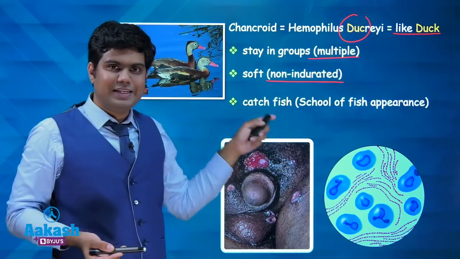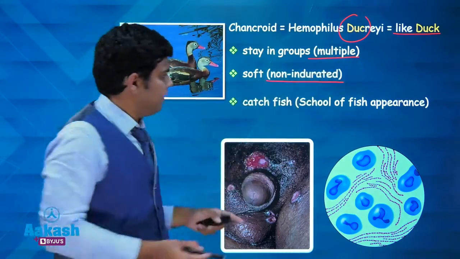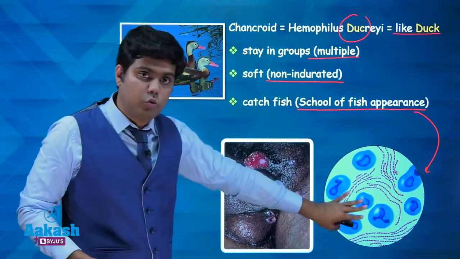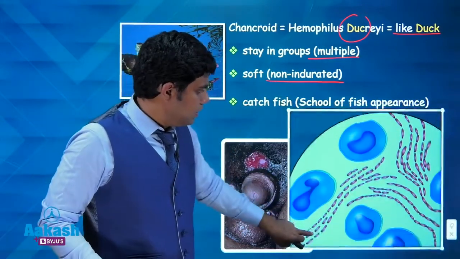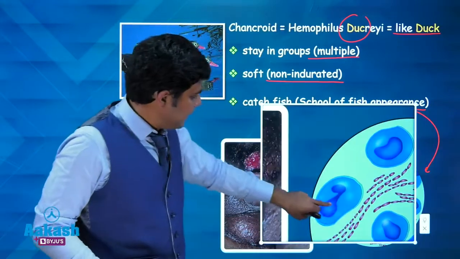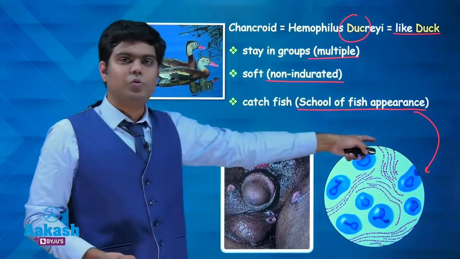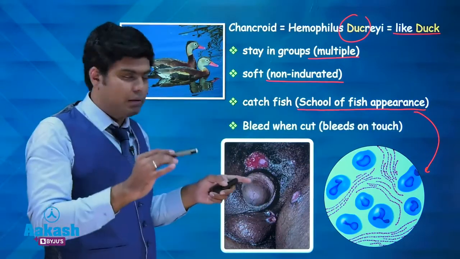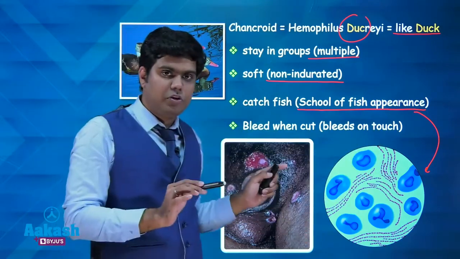What about ducks? Ducks catch fish, right? Similarly, Haemophilus ducreyi will have school of fish appearance. What is this? You can see here on gram stain, we see gram negative bacteria arranged in single rows, right? That gives the appearance of school of fish. So ducks catch fish, Haemophilus ducreyi, school of fish. Okay, isn't it easy now? Right. Ducks will bleed when we cut them. Similarly, chancroid ulcer will bleed on touch. Okay, so this is the mnemonic. You can solve the MCQ with the help of this mnemonic.